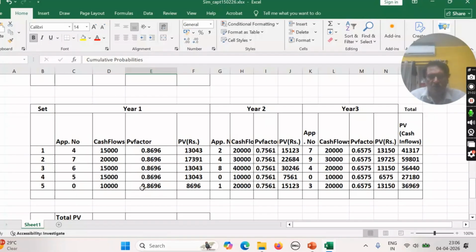Now, after 1 year, the discounting factor or present value factor, as the discount factor is 15%, is this.